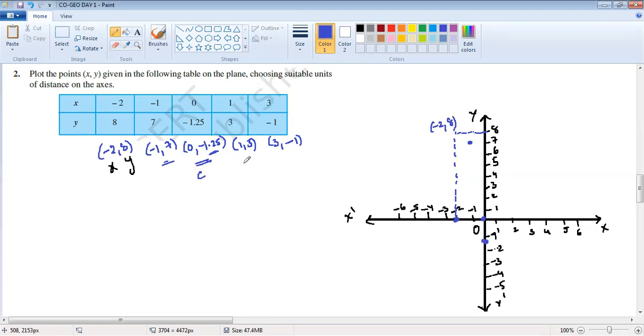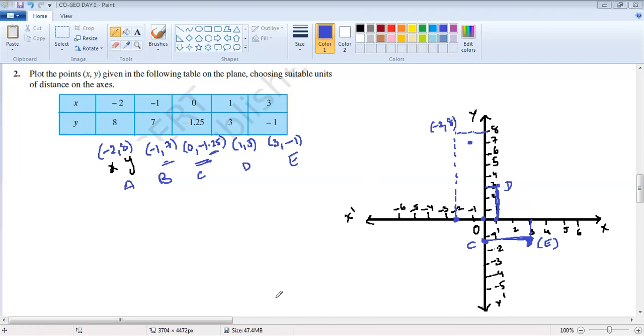So let us see, D, E, A, B. This is point C. Now D, (1, 3): you have to take 1 unit and 3 units up. This is the D location. Then (3, -1): you take 3 in the positive direction and -1 come down. So this is your location. Like this you are supposed to mark, then you can tell where that point is located.